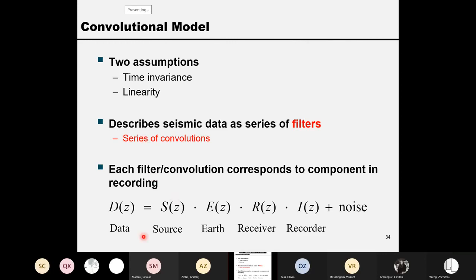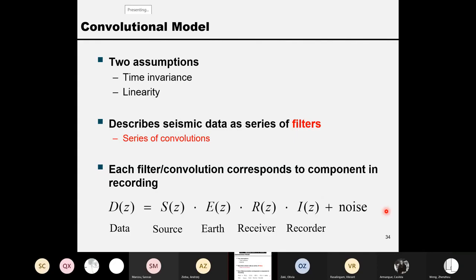Okay, let's see the example here. Your seismic data in the Z transform domain equals the source signature in the Z transform domain, times the subsurface properties, which is the reflectivity in the Z transform domain, multiplied by the Z transform of the receiver response, and then multiplied by the Z transform of the instrument response, right? So in the Z transform domain, these four factors are multiplied, plus noise. Noise does not convolve with this. Noise is additive, right?